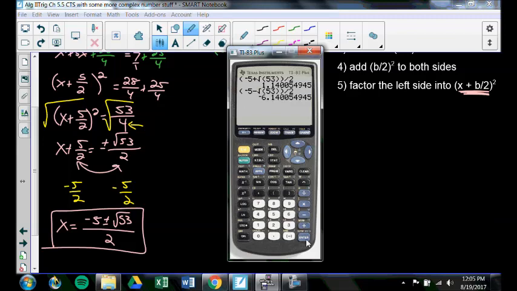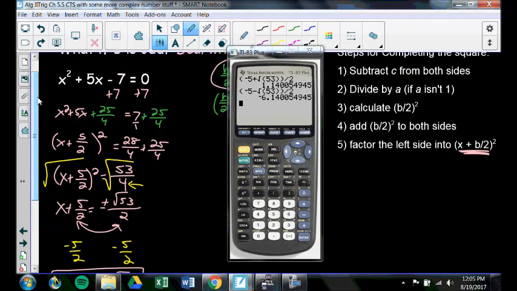There's the other solution. And I can check both of these if I wanted to. I might as well, because what I can do now is use my previous answer in the original equation. Second negative is previous answer, so negative 6.14, previous answer squared, plus 5 times the previous answer, minus 7. This has to be exactly 0. If this isn't exactly 0, we've done something wrong.